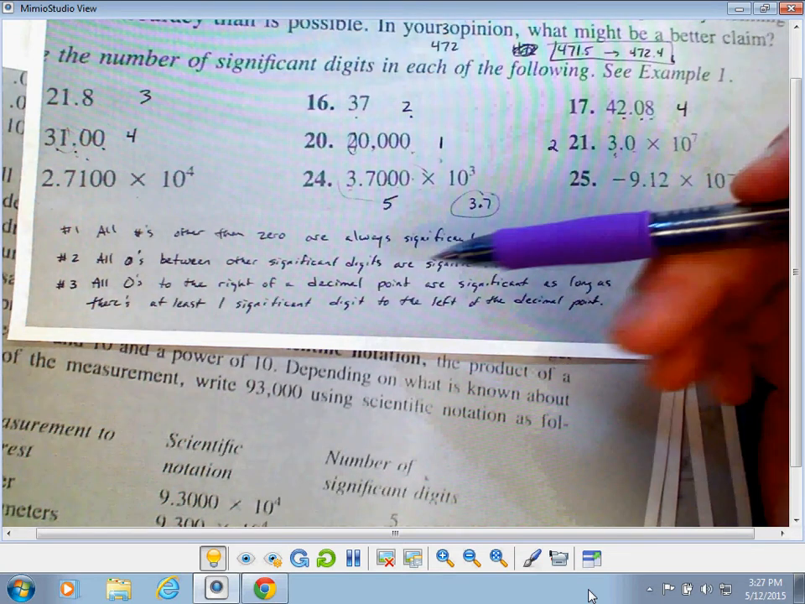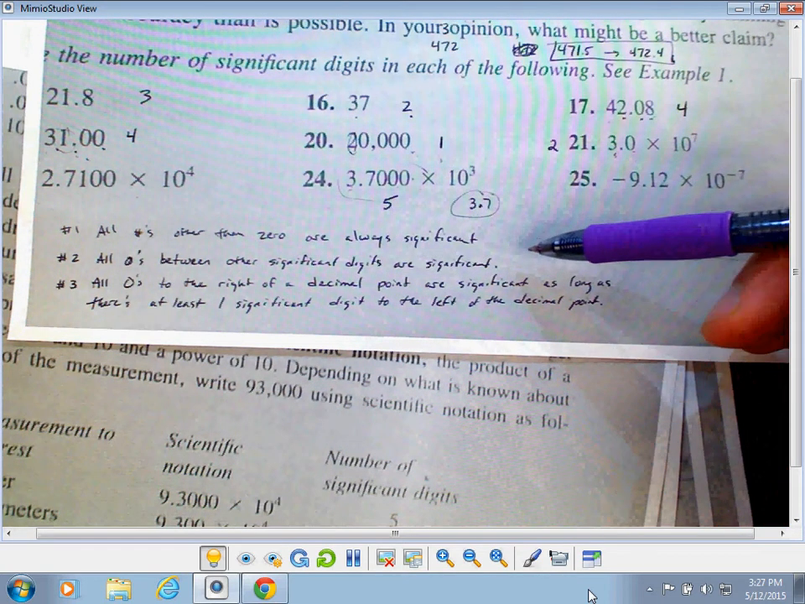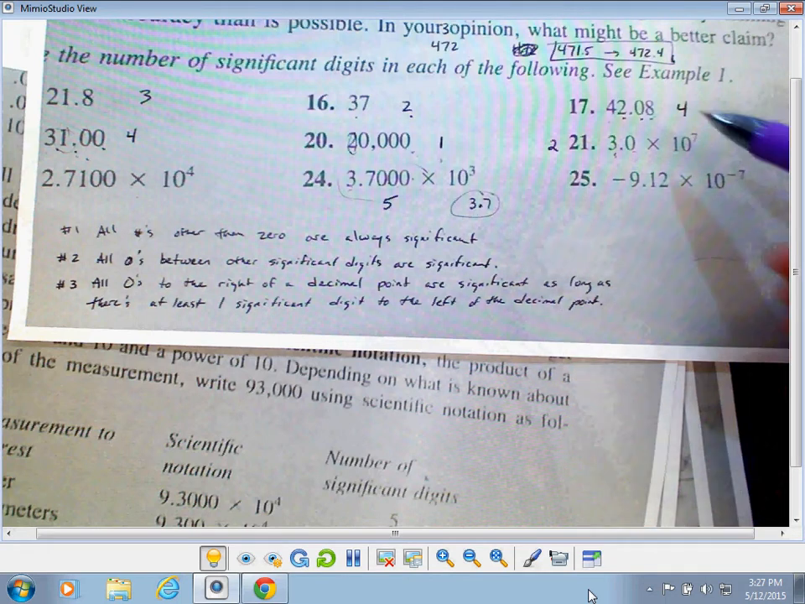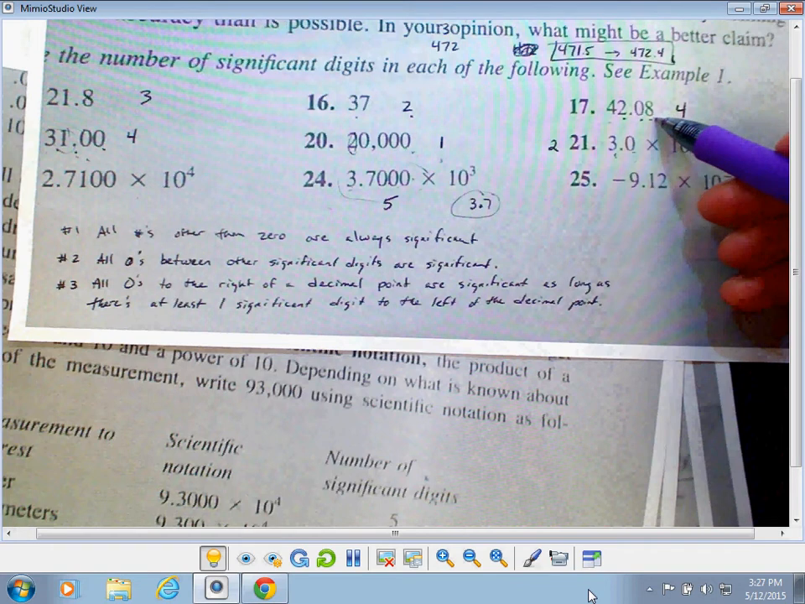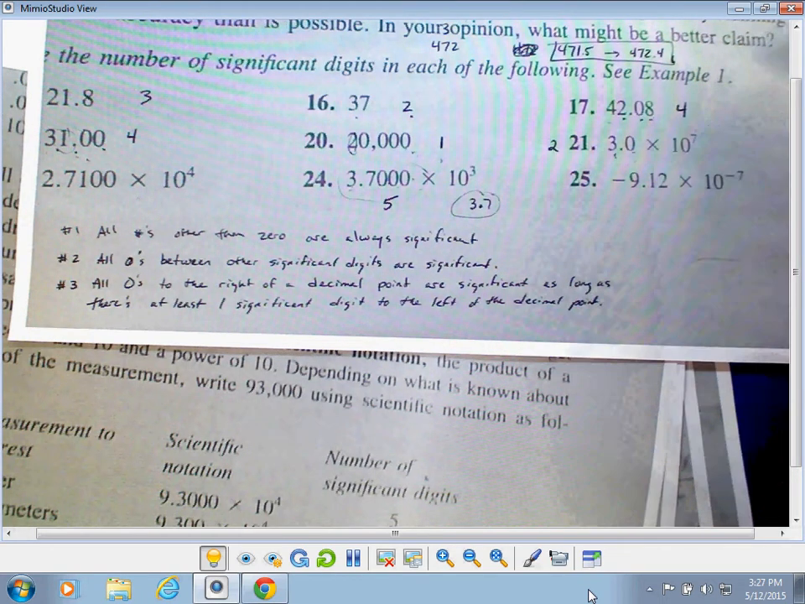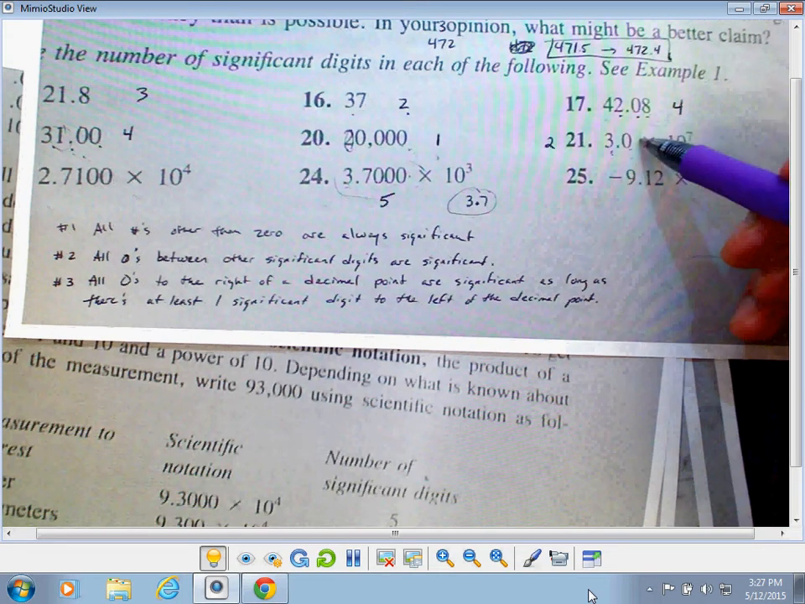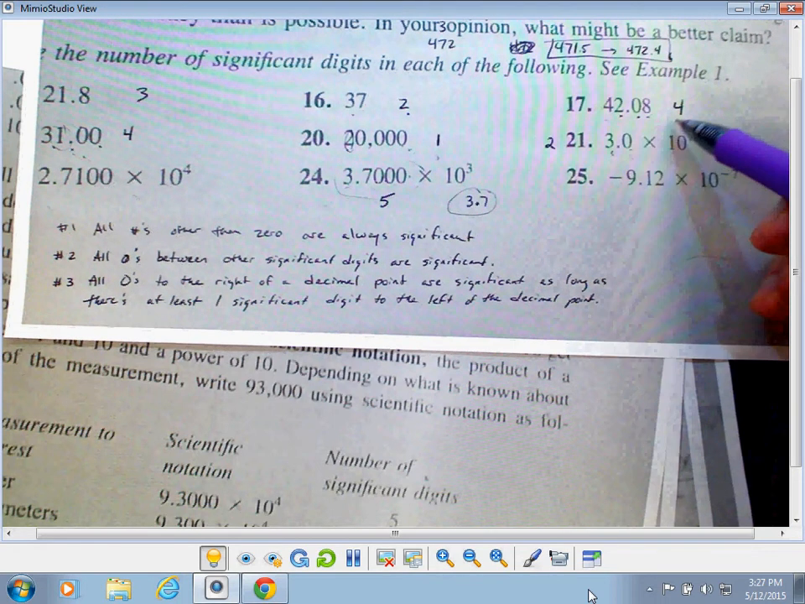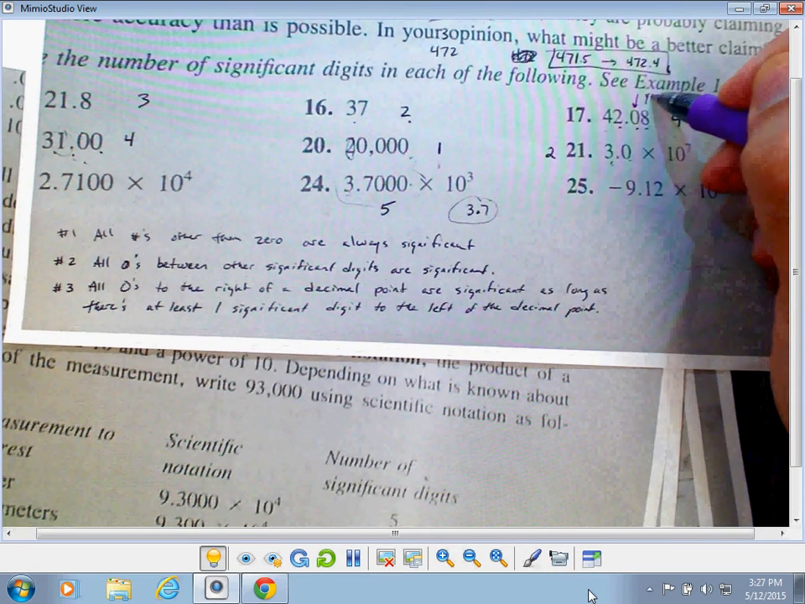The second one's also fairly easy. Zeros between other significant digits are significant. So if I look at number 17, I know that the 4, 2, and the 8 are significant figures, which makes me think 3, except that that 0 is between 2 other significant digits. So this one is 4, because that 0 is a significant digit.